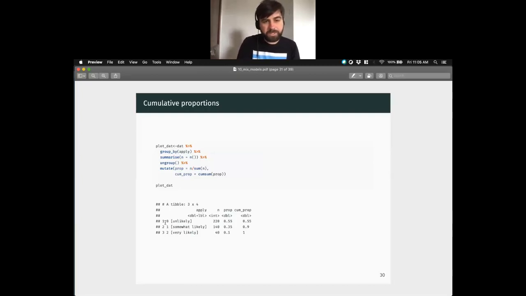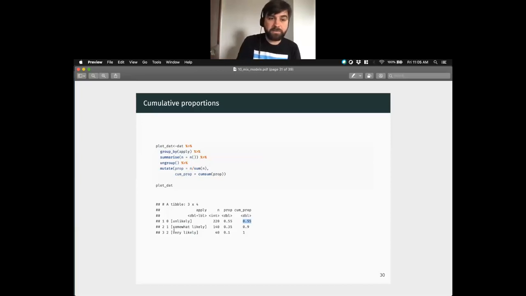Now we're going to start at 0, unlikely. We have 220 out of our 400 observations that are unlikely to, let's say, apply to graduate school. That's 55% of the data, right? So I calculate a proportion by just dividing the number in this category by the total number of observations. But I'm also going to calculate the cumulative proportion. So up to this value, how many do we have? Up to 0, we have 55%.